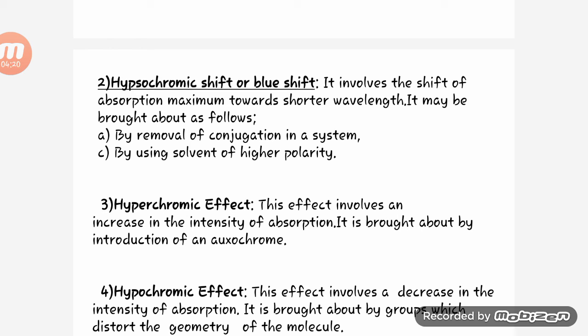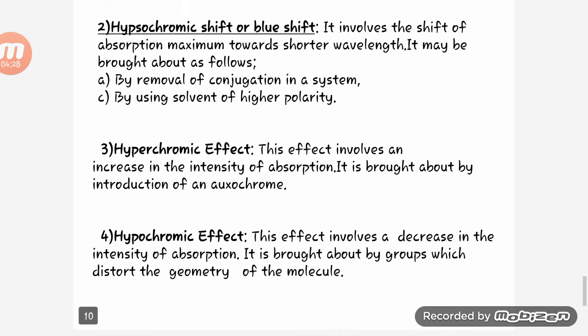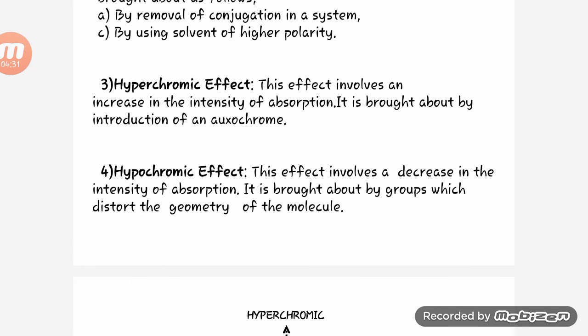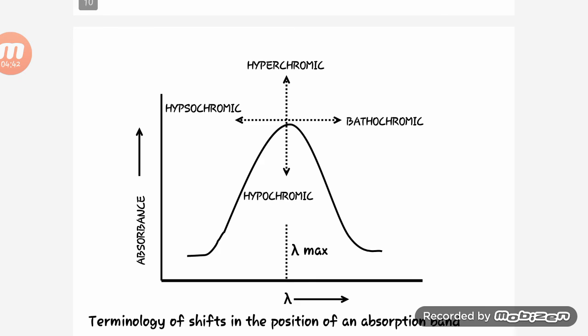Hyperchromic effect: this effect involves an increase in the intensity of absorption. It is brought about by the introduction of an auxochrome. Hypochromic effect: this effect involves a decrease in the intensity of absorption. It is brought about by groups which distort the geometry of the molecule. So you can see here the terminology of shift in the position of absorption band. You can see here the bathochromic shift, hypsochromic shift, hyperchromic shift and hypochromic shift.